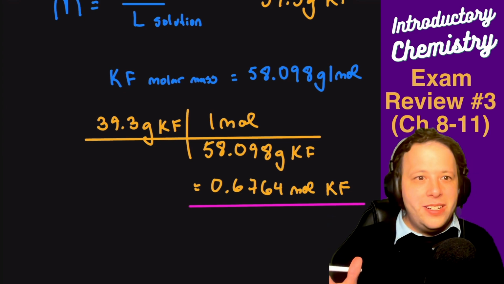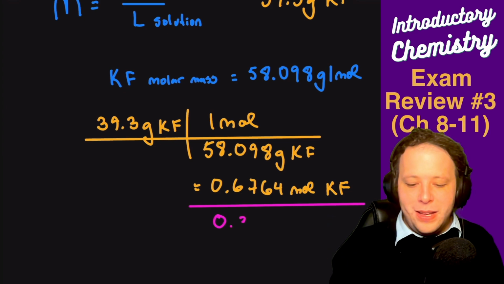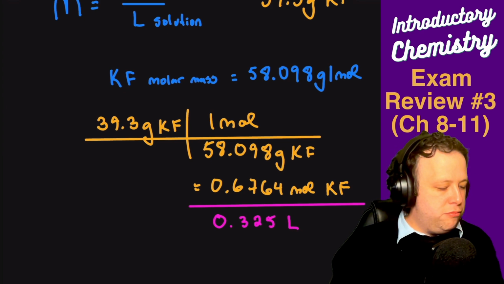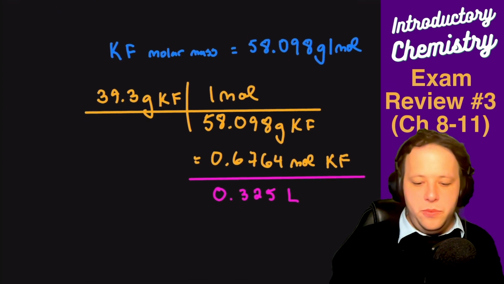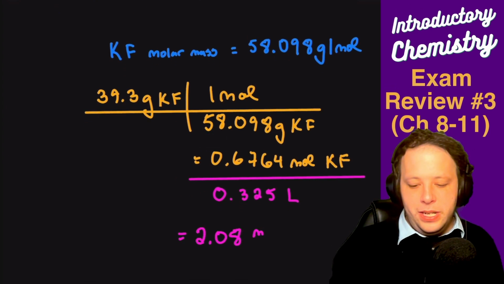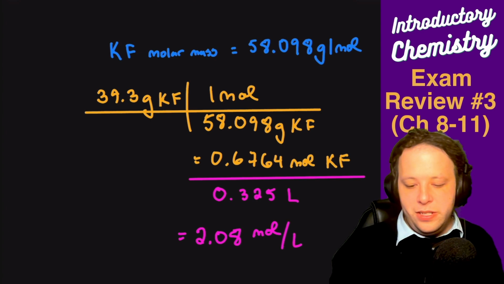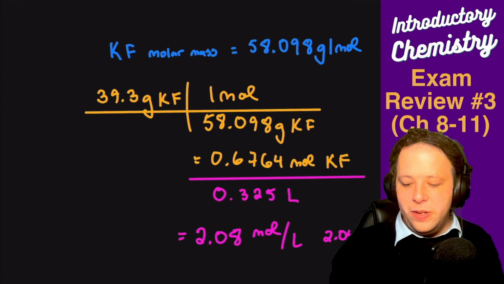So we had 325 milliliters. So we would divide that by 0.325 liters. And then when we do that, we should get a molarity of 2.08 moles over liters, which is 2.08 big M.